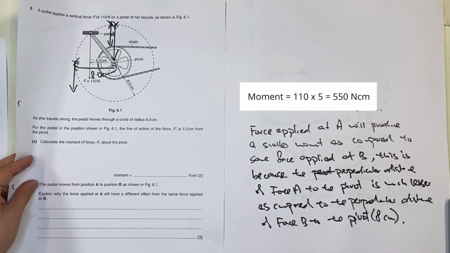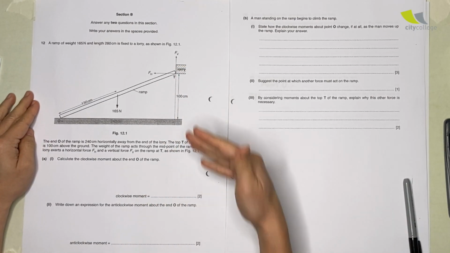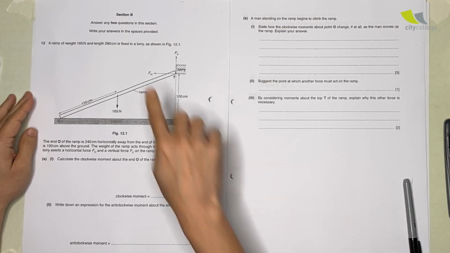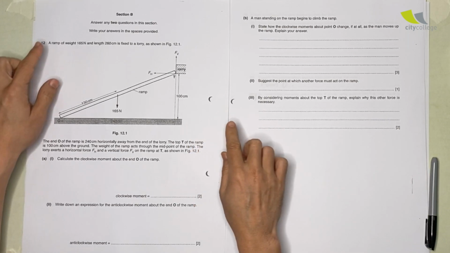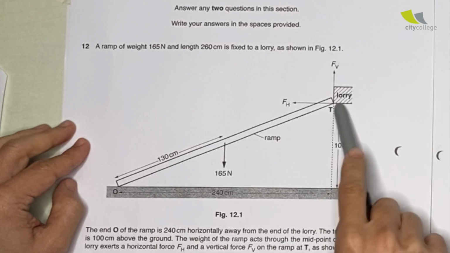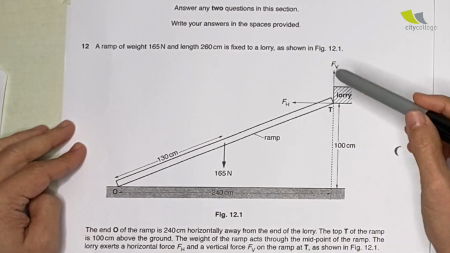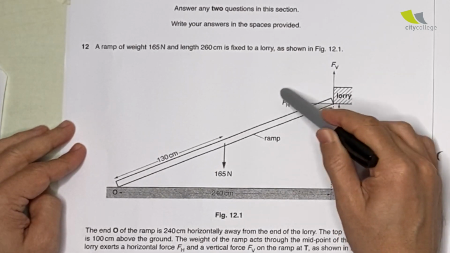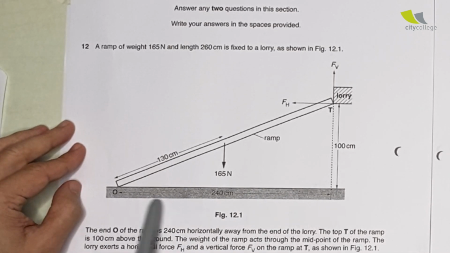Let's move on to one last one. Now let's look at this question from 2018. This is very interesting because the entire question is about the principle of moments. Although it's in section B, it's 10 marks worth. Let's just quickly go through it. We have a ram of weight 165 and length 260 cm fixed to a lorry as shown in the figure. There are actually two forces here, one vertical force upwards and one horizontal force FH. This is 100 cm, 240.